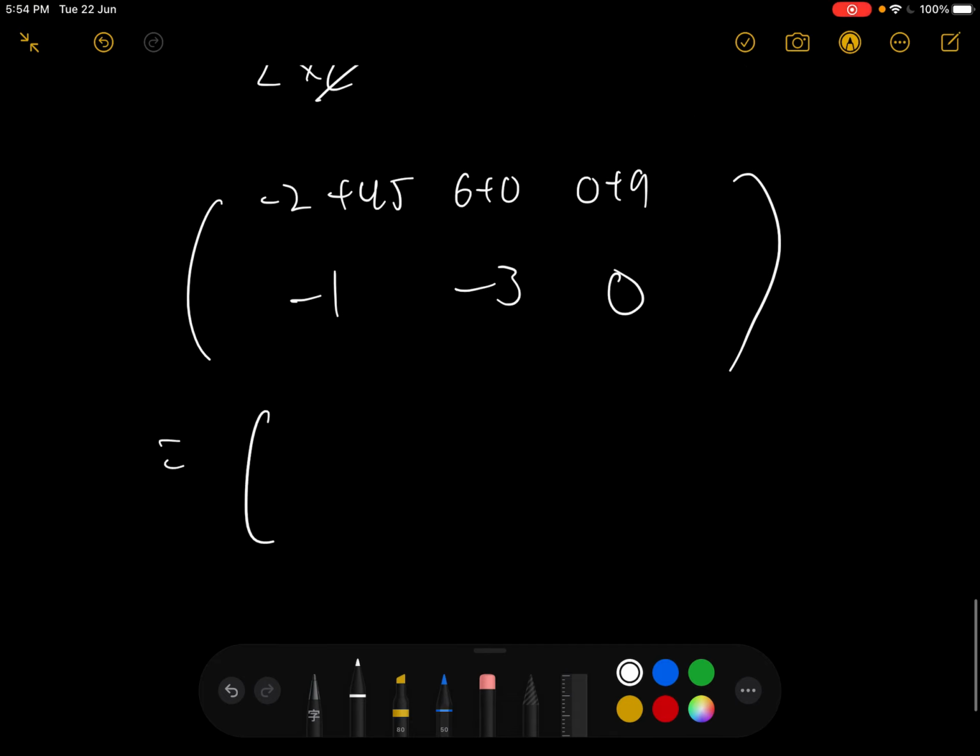So in the end, your matrix will be 43, 6, 9, -1, -3, 0. Make sure you have a space between the numbers. And that's all for multiplication of matrix.